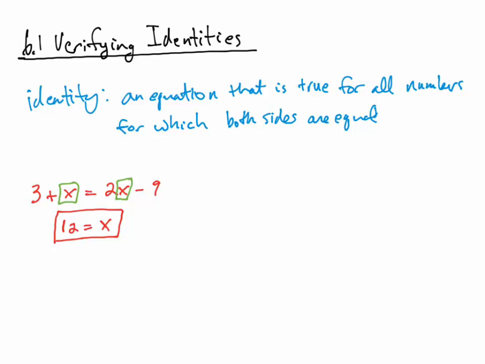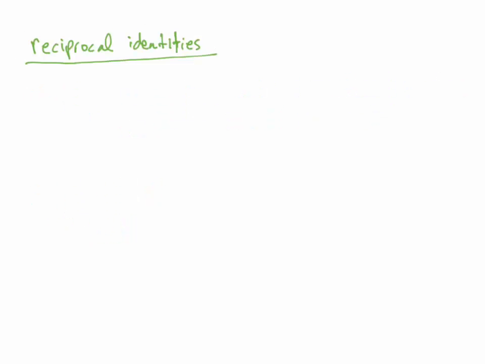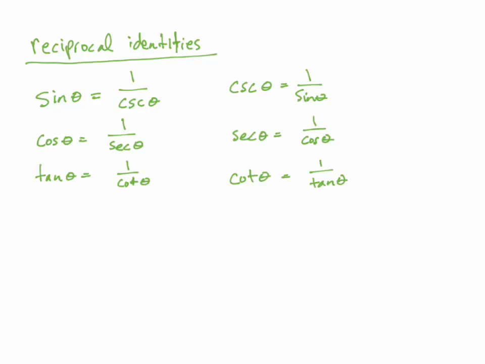Now we've already seen a few types of identities in this class. We've seen what are called the reciprocal identities, and what we have here is one identity: sine theta. We know that sine is the reciprocal of cosecant. So sine theta equals 1 over cosecant theta is a reciprocal identity. And again, what we mean is any angle we put in for theta, the left side will equal the right side. And then there are 5 other reciprocal identities: cosine theta equals 1 over secant theta, tangent theta equals 1 over cotangent theta, and so on. So these are the reciprocal identities that we've already seen.